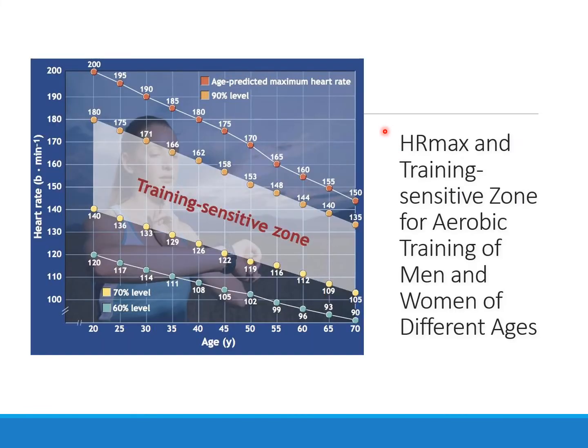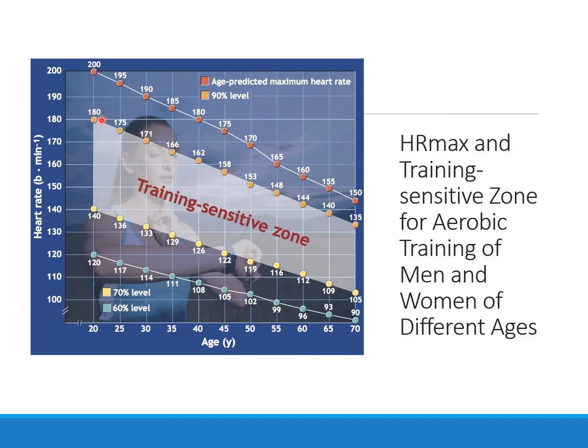Now this is a graph of heart rate max and the training sensitive zone for aerobic training for men and women of different ages. So remember, we're trying to look for ways that we can elicit aerobic changes in people. And so we talked about that 55 to 70% range as being a good range, but this is another way of looking at it. So you've calculated this age predicted heart rate maximum at all these different ages. And now we're looking at where is this area that we can elicit the most aerobic change?